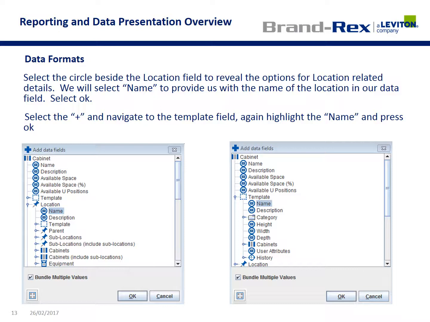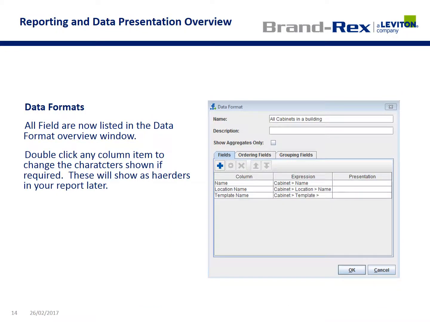Select OK. Then select the plus again for one more final field. This time we will select the circle beside the template field to reveal the name option again. This will return the name of the template used for the cabinet. In SmartPatch this has been configured as the U height of the cabinet. Select OK to finish. We will then be presented with our data format file and a list of all the returned values we would like to see in our report.